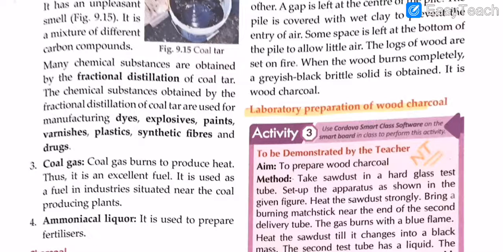So many chemical substances are obtained by the fractional distillation of coal tar. So coal, when it goes under destructive distillation, gives coal tar and many other substances. But coal tar also further goes through fractional distillation, and many chemical substances are obtained. The chemical substances obtained by the fractional distillation of coal tar are used for the manufacturing of dyes, explosives, paints, varnishes, plastics, synthetic fibers, and drugs. Okay, so all of this.